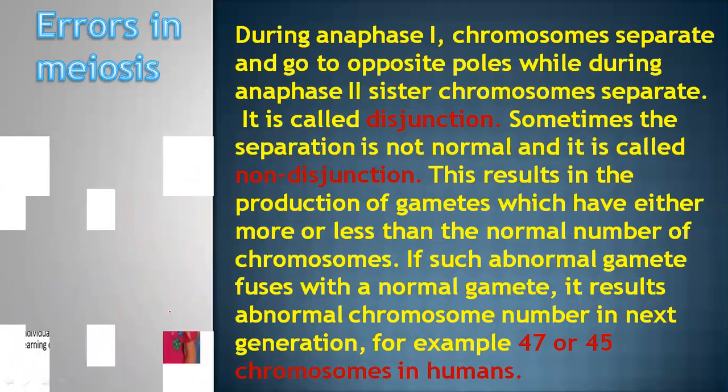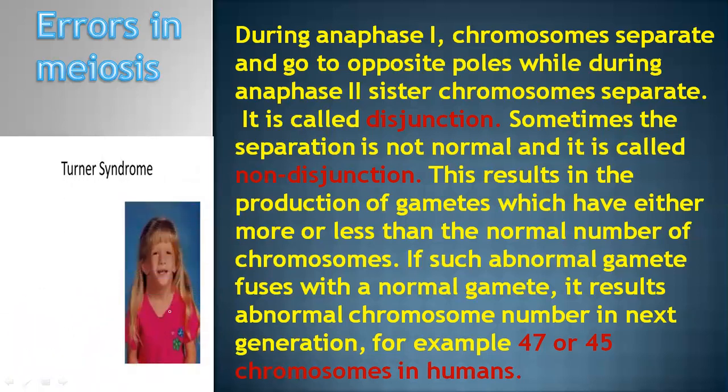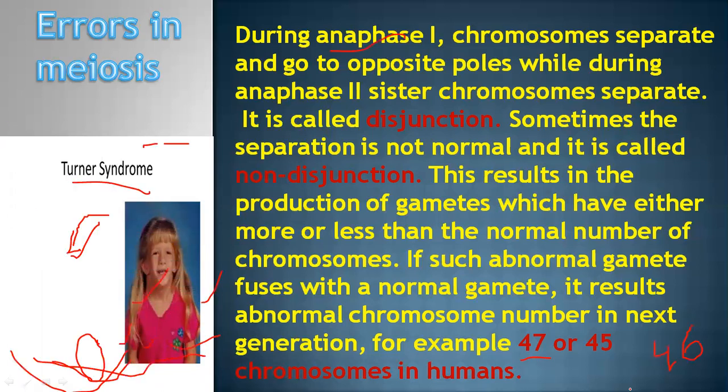If there is a missing chromosome in the gamete, the person can get Turner syndrome, where the chromosomes are 45. It means one chromosome is less. The person can look like this. This is Turner syndrome. That's a by-birth problem. It is not treatable.